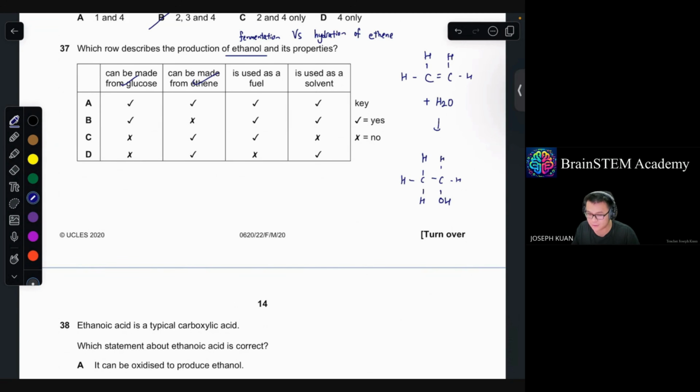And then ethanol is used as a fuel. That is absolutely correct. And then it is used as a solvent. Yes, we can use ethanol as a solvent actually. So A is the answer.